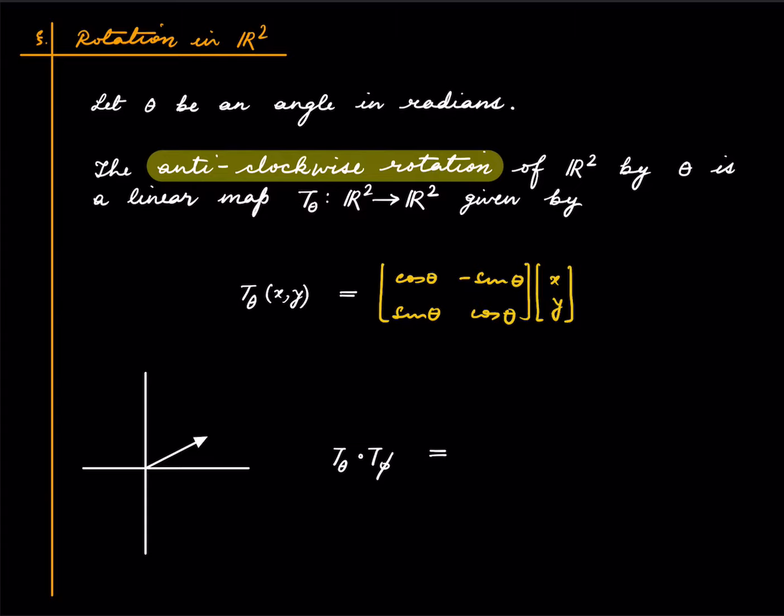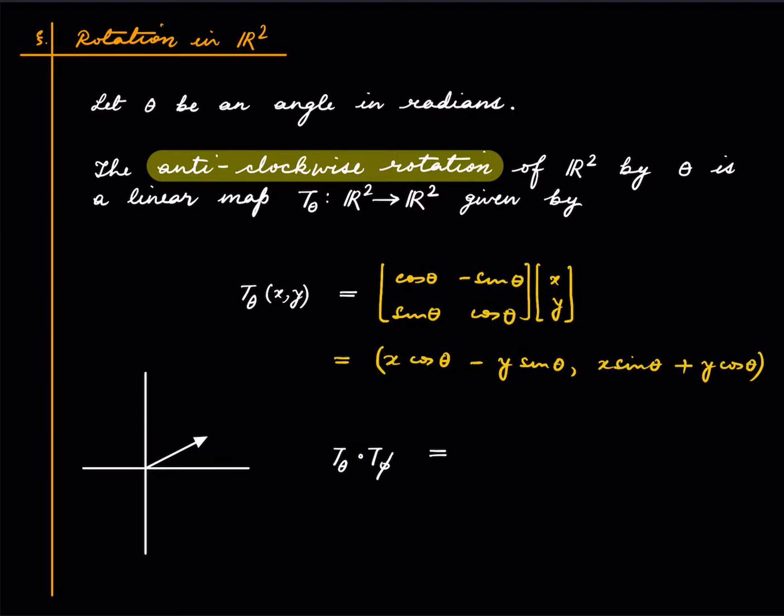So this is the definition, and you can expand this out. So this is x cos theta minus y sin theta, x sin theta plus y cos theta. So this is the definition.